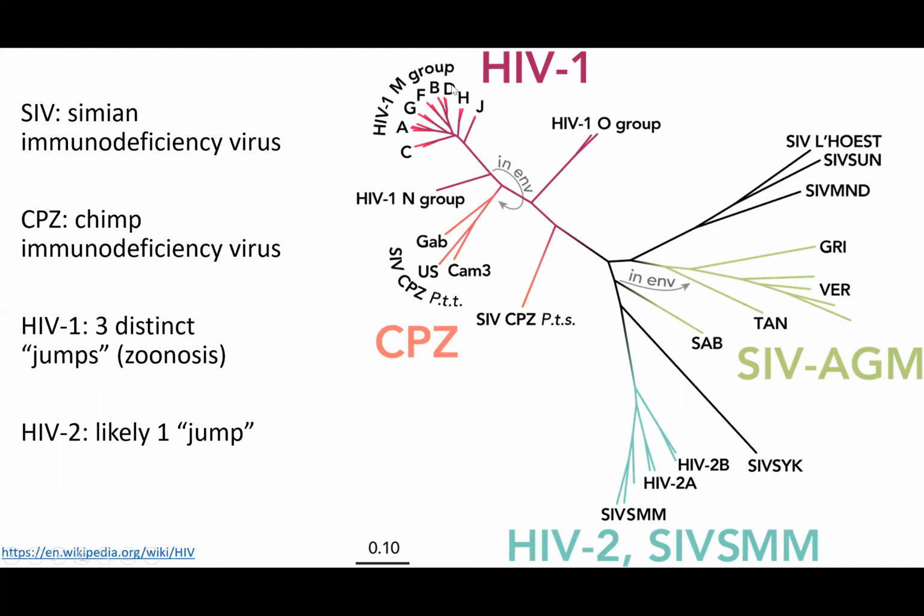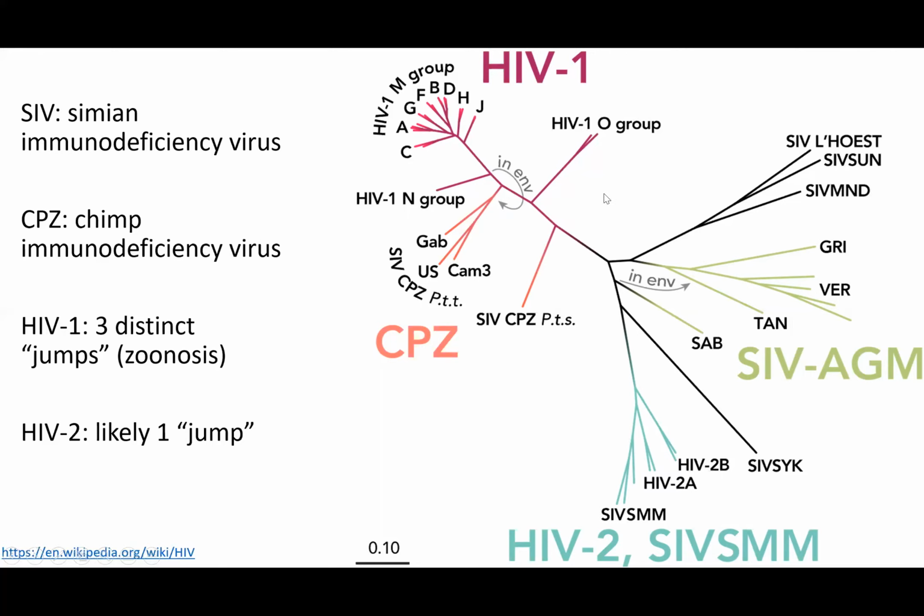And what you'll notice is that we have HIV group 1 here, and in that, HIV group 1 is actually divided into a number of different subgroups, M, O, and N. And what you'll notice is that it's actually closely related to the CPZ, or the chimpanzee immunodeficiency virus itself. That's in contrast to HIV-2, which has a bunch of different classifications, 2B, 2A, and SIV SMM. And you'll notice that it's closely related to the SIV, or the simian immunodeficiency virus.